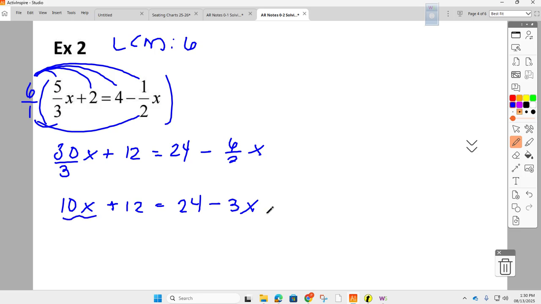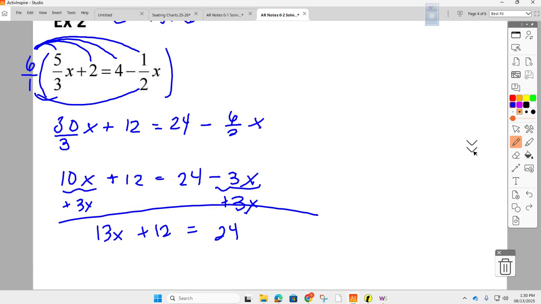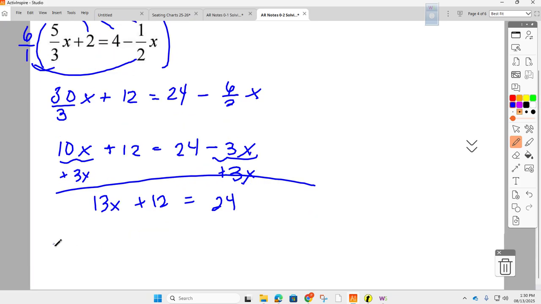So now we have variable terms on both sides. Negative 3x is smaller than 10x. So we're going to move that one by adding 3x to both sides. So that's 13x plus 12 equals 24. You should be able to solve it from here.